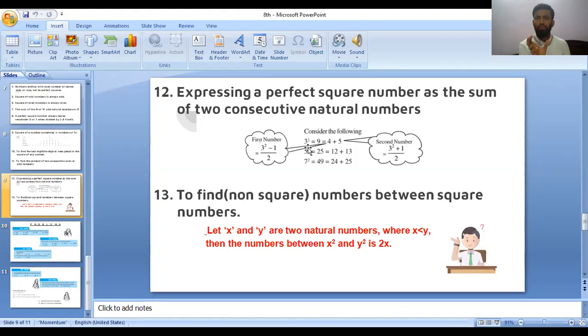उस perfect square number को दो नंबर के सम के फॉर्म में लिख देना है, और वो जो दोनों नंबर हैं जिनका हम सम ले रहे हैं, वो दोनों consecutive लगातार होने चाहिए. For example, if I have 3 square, अब 3 स्क्वायर कितना होता है? 9. अब हमें 9 को ऐसे लिखना है कि दो नंबरों में तोड़ के लिख देना है कि दोनों को जोड़ने से 9 है, बट दोनों नंबर कंसेक्यूटिव होने चाहिए. सो 9 कैन बी रिटन एज 4 + 5, सिंपल.